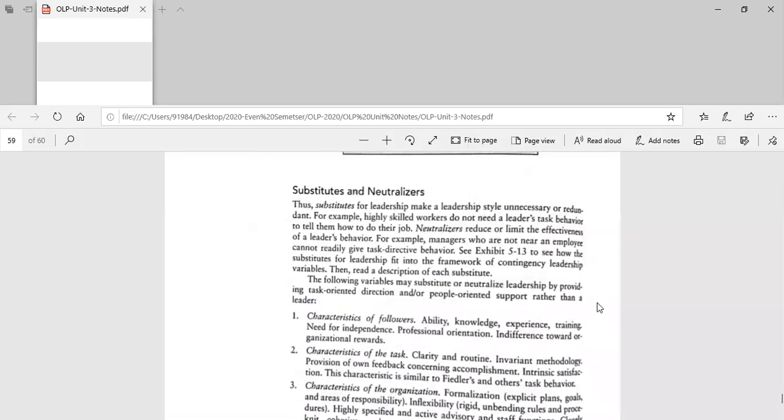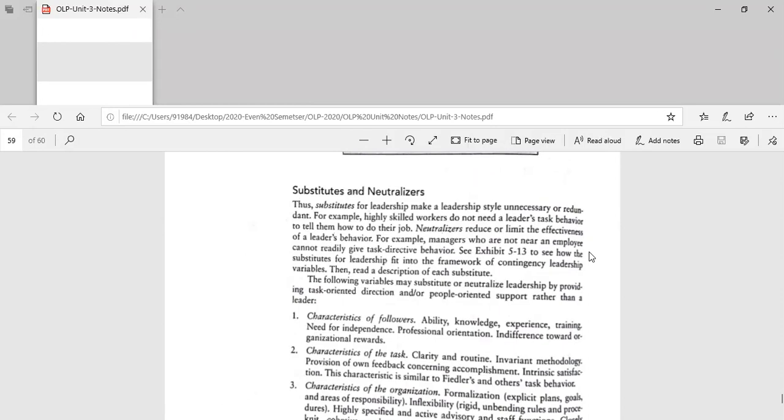Neutralizers are those which reduce or limit the effectiveness of the leader's behavior. For example, managers who are not near an employee cannot readily give task directive behavior. So managers who are not near the employees, they think that there is no manager to guide each and every time. So that will act as a neutralizer here. As employees, they cannot readily get task directive behavior, and they feel that if there is no proper direction, they cannot work. So that is one aspect here.